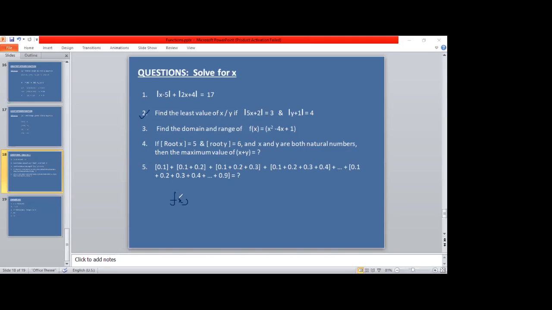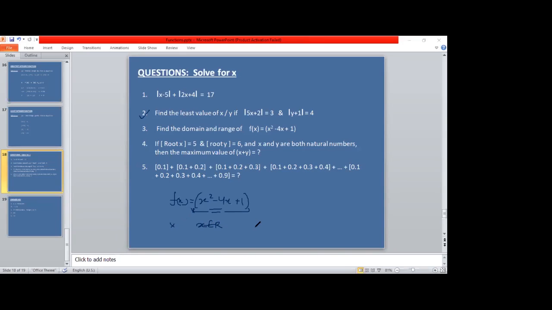For any function f(x) equal to x square minus 4x plus 1, the domain is the set of values for which this function is defined. So at which values of x can this function be defined? Or in other words, is there a real value of x for which this function is not defined? Actually, there is no such value. x can take any real value.